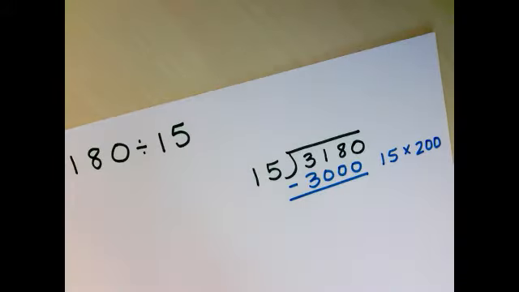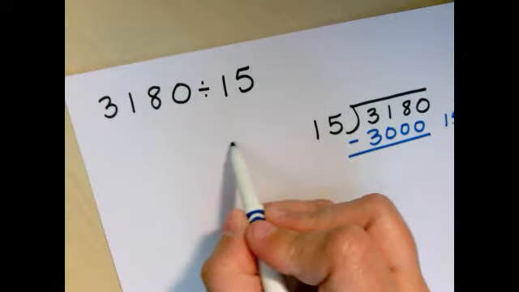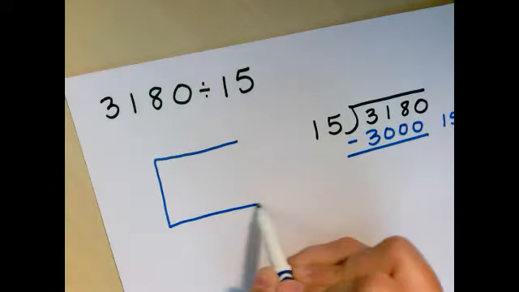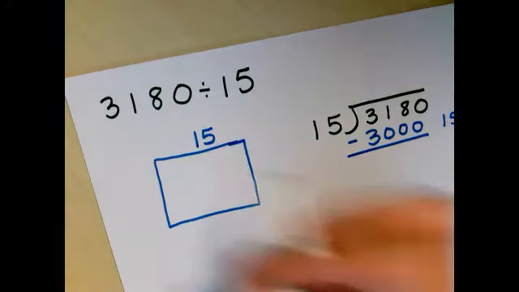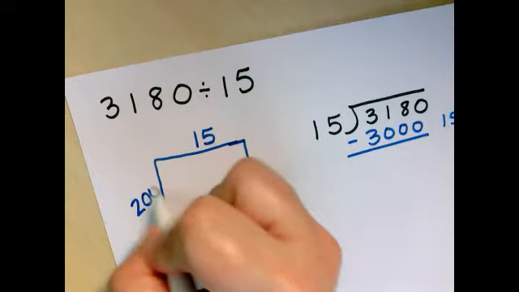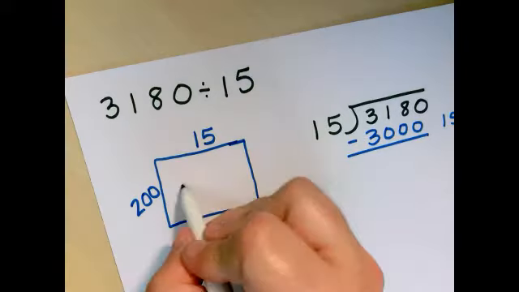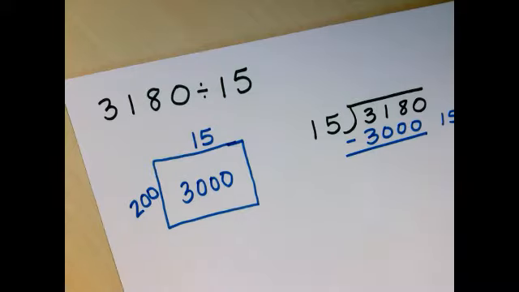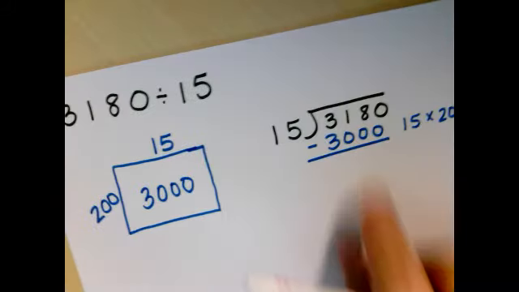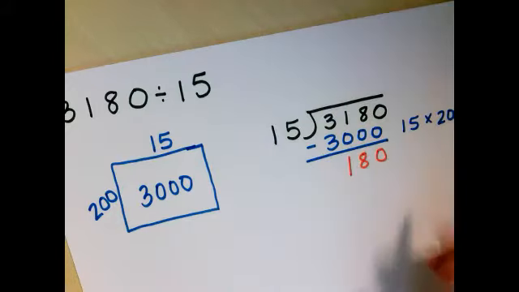Well, I can represent that using an area model as well. I'm going to draw that over here. And I'm going to put 15 up here. And then I'm going to put 200 over here. So 200 times 15 is 3,000. Well, I still have some more to go over here. So when I do some subtraction here and take this away, I have 180 left.